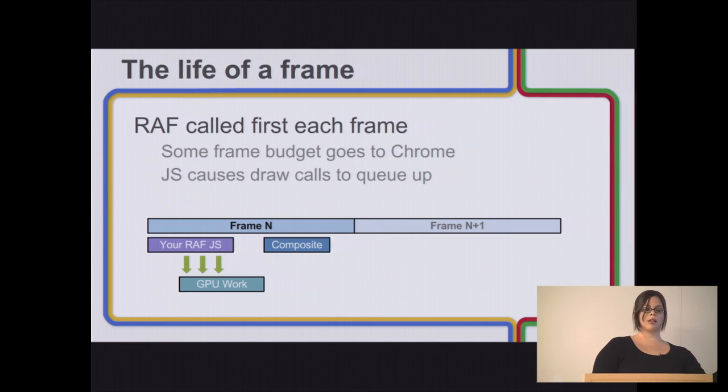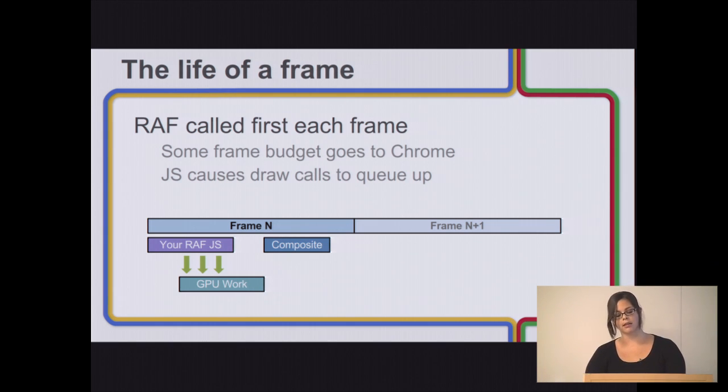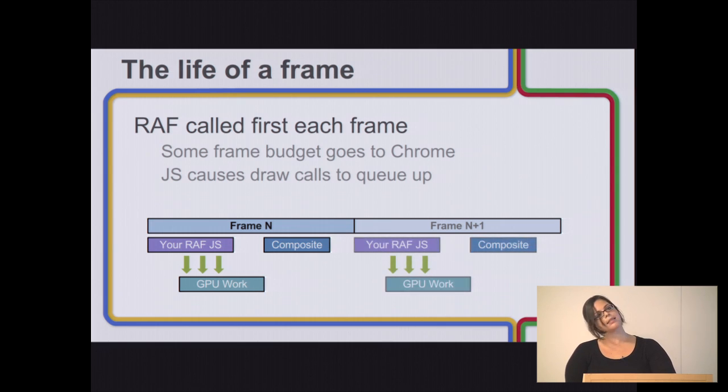You do your JavaScript callback, which kicks off your GPU work. When all that's done, you can composite, and then you just wait out the rest of the frame. If your frame is nicely under 16 milliseconds, it'll just wait until the next call of request animation frame. So yes, it just keeps on like that.